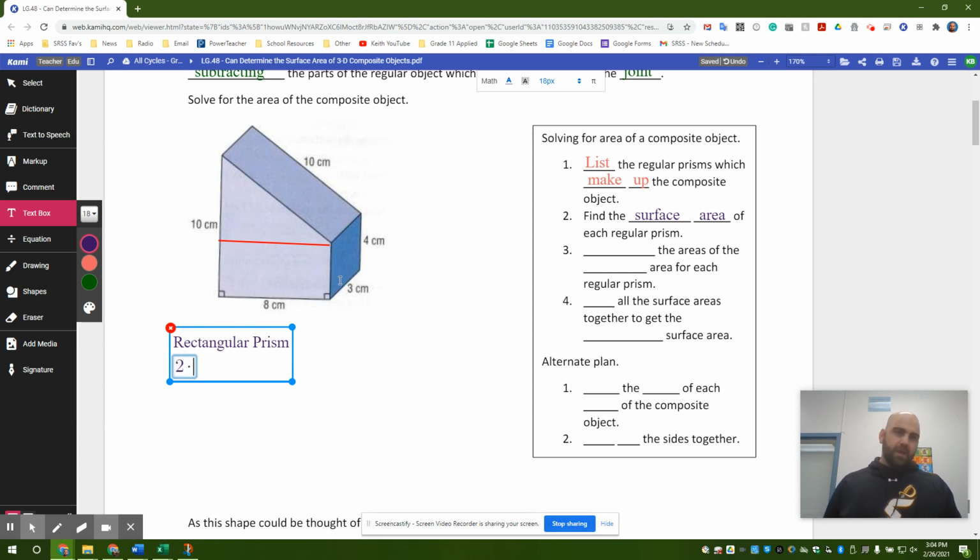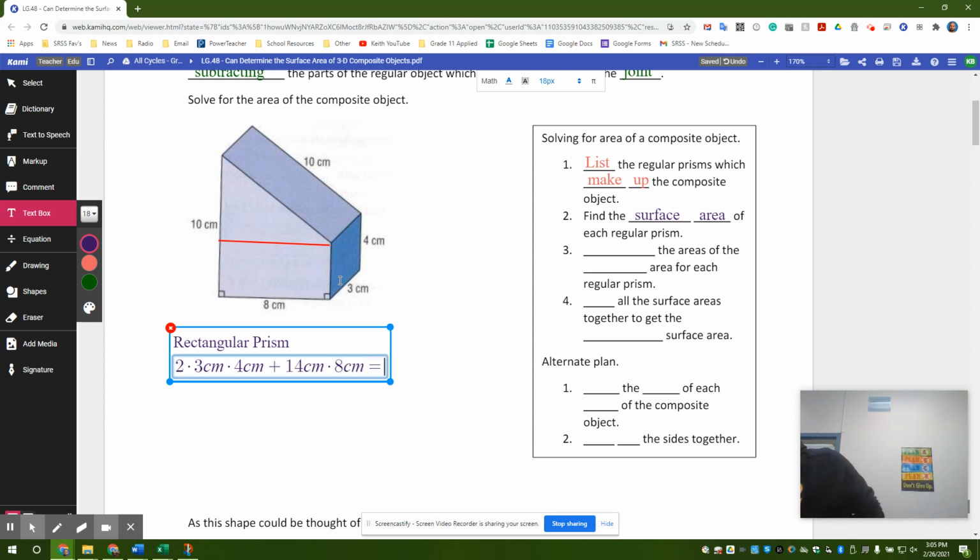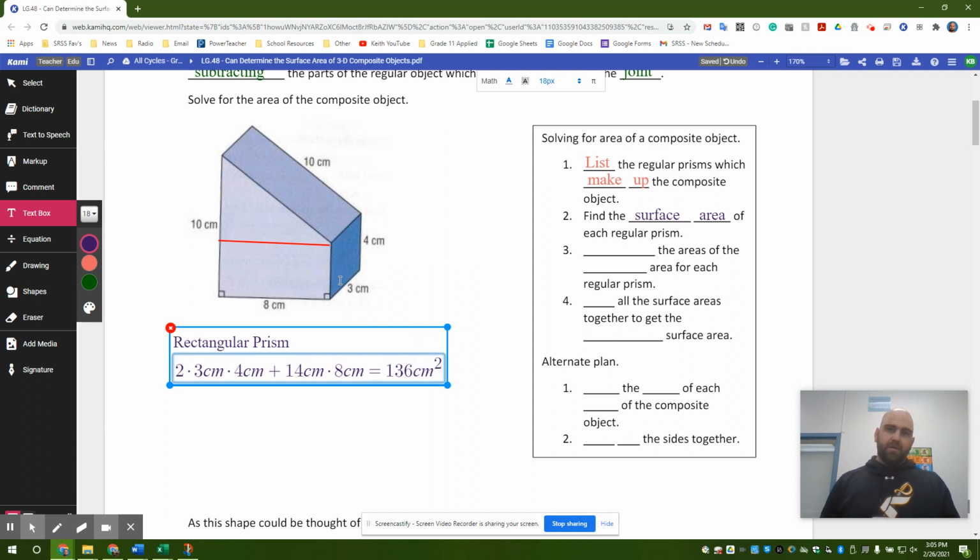So we're going to do 2 times 3 times 4, and I'll put centimeters in here. And then we're going to add the perimeter of that base, so it's 3 plus 4 plus 3 plus 4, so that is 14 centimeters. That's our perimeter times 8, which is our length. Let me slide out to grab a calculator. 2 times 3 times 4 plus 14 times 8 gives us 136 centimeters squared. So that's the rectangular prism, 136 centimeters squared. That's the entire thing. I haven't subtracted anything. I found the one that's underneath the joint. I will have to subtract that yet.